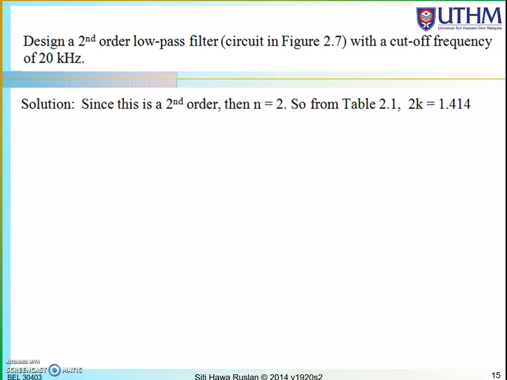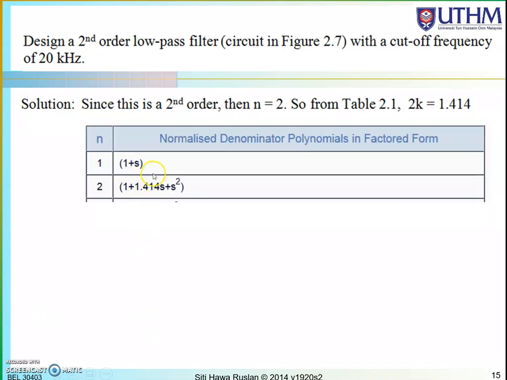When you want to design a second order low pass filter, the Sallen-Key circuit just now, for this example, I have set the cutoff frequency to 20 kilohertz. In order to design that, use the table just now, second order. This 1.414 is the 2K, or the damping factor for your circuit. Using that, 2K is equal to 3 minus AVO, so your AVO will be 3 minus 1.414. You get AVO is 1.586, and AVO is your gain.